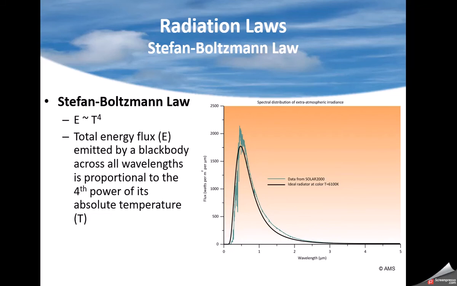The next one is how much energy is coming out. Well, it's proportional to the temperature to the fourth power. In other words, it's temperature times itself, times itself, times itself. So think about that: if the sun's temperature is way bigger than the Earth's temperature, the amount of energy coming out from the sun is much, much, much greater than that from the Earth.